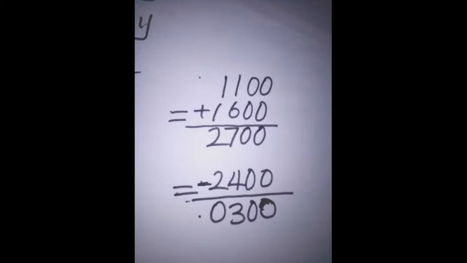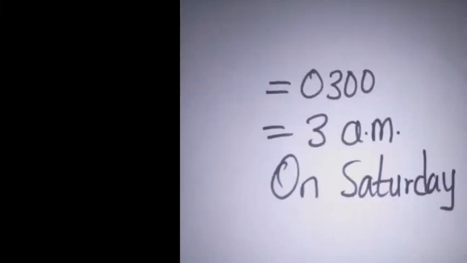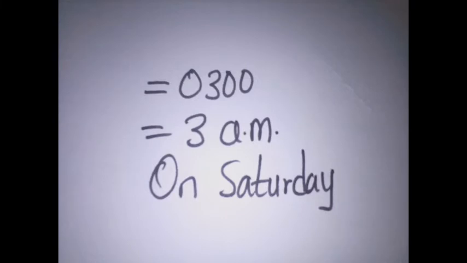Now this 300 hours is therefore converted to 12-hour time. That gives us 3 a.m. on Saturday. So the man will arrive on Saturday by 3 a.m.